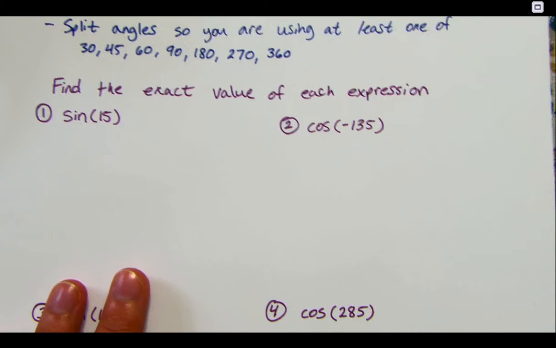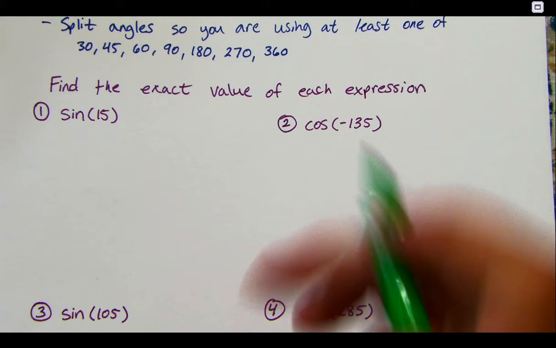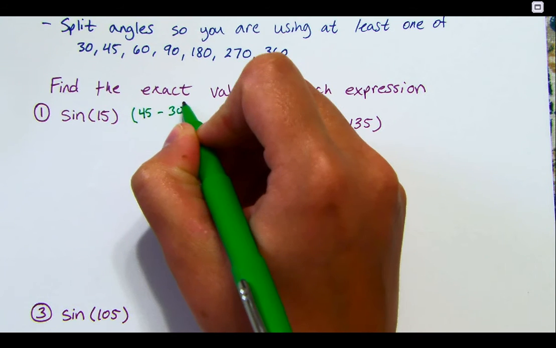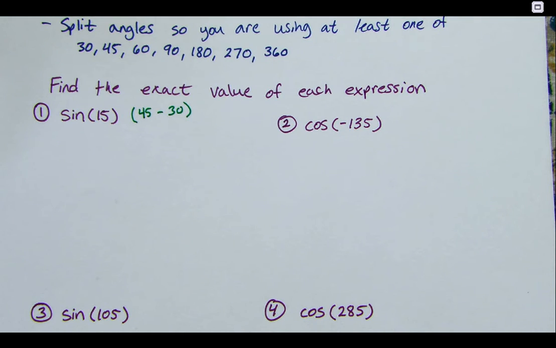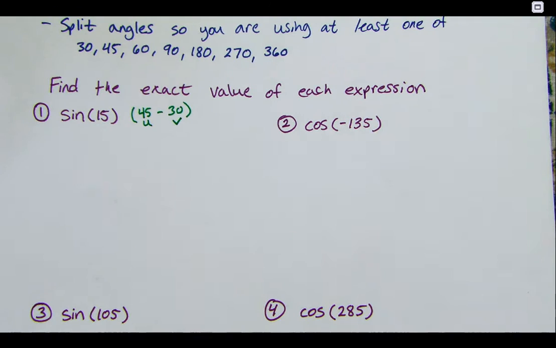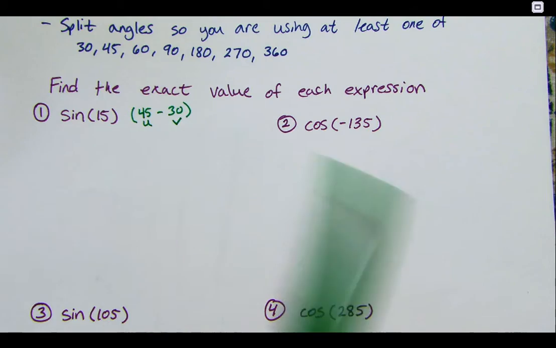So if we take a look at our first example, we have the sine of 15. So I'm going to choose to split that as 45 minus 30. Now for some of these, there could be more than one combination, so it doesn't matter which one you pick. Just pick whichever one you find first. Okay. So now by splitting it up as 45 minus 30, my 45 is going to be the u, and then 30 is the v. Okay. And I am dealing with sine, and we are subtracting.